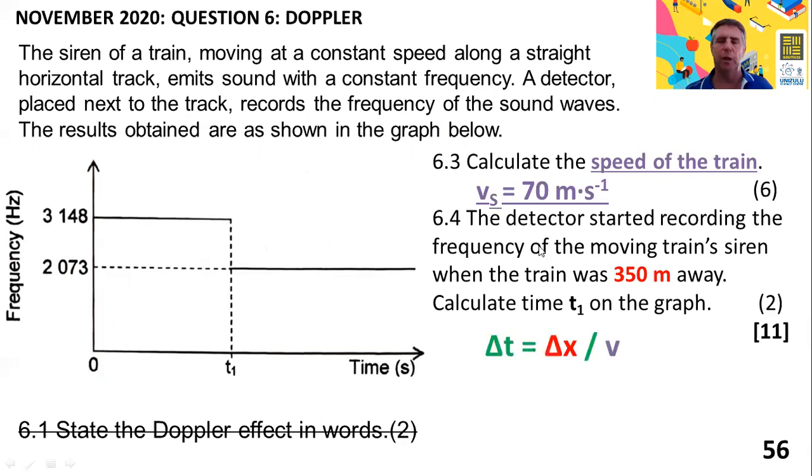This is just a simple equation of motion. Delta t is delta x over v from the definition of velocity. Fill in the values. Delta x is 350, that was given. Velocity is 70, we calculated in 6.3. And the simple calculation gives you an answer of 5 seconds.